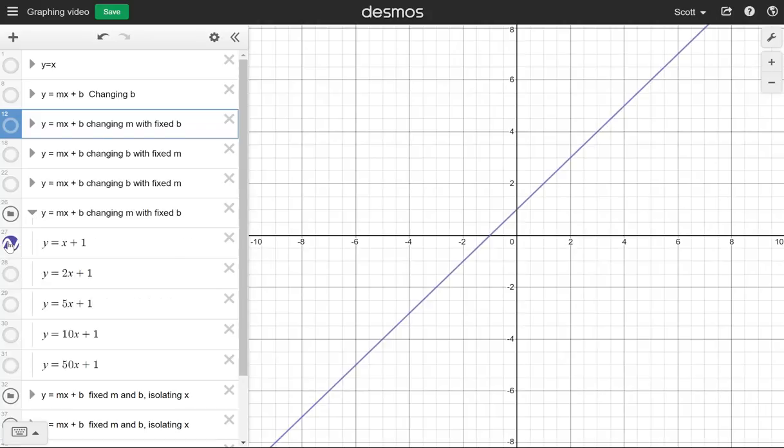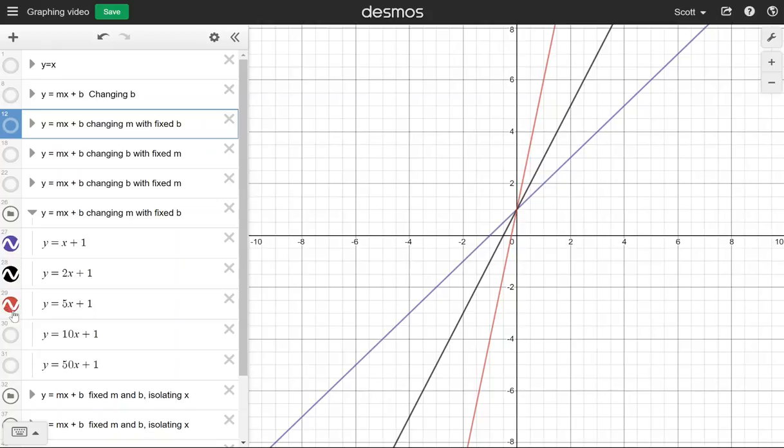So here, x plus 1. Now we're going to change the slope. Again, we're fixed at a positive 1 for our y-intercept. Slope of 2. Slope of 5. A slope of 10. And a slope of 50. So how can we be very specific when we talk about what's changing here, and how can we describe that?